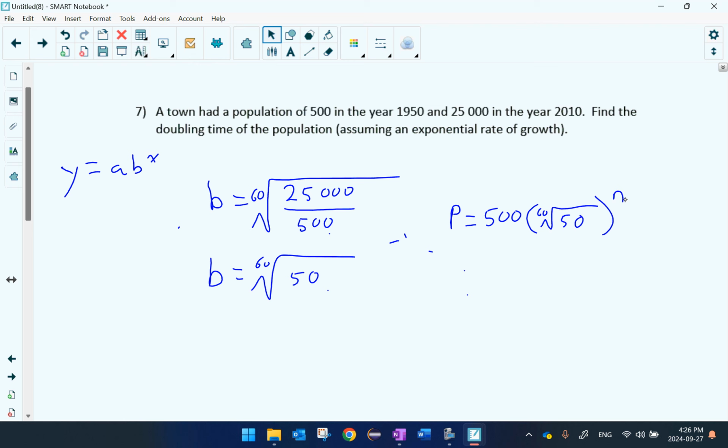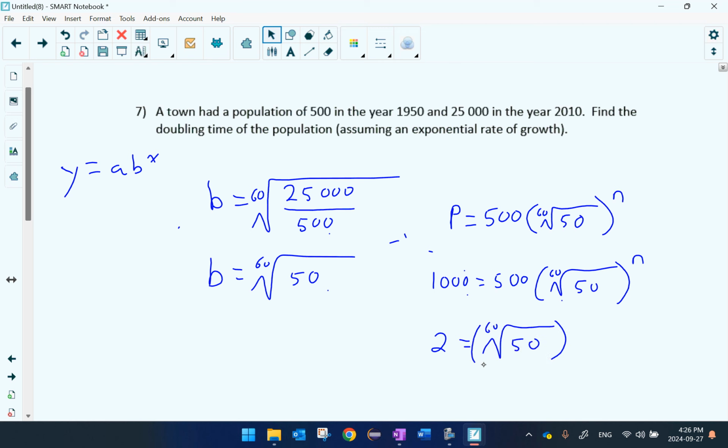Now, we asked what the doubling time of the population was. So what we could do to answer that question is say, how long did it take the population to reach 1,000 if it started at 500? The amount of time it takes to reach 1,000 is going to be the doubling period. So we solve this exponential equation right here. Divide both sides by 500, and you'll get 2 equals the 60th root of 50 all to the power of n.